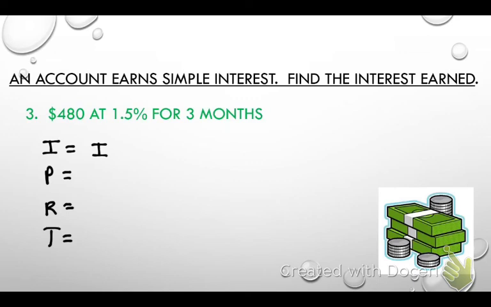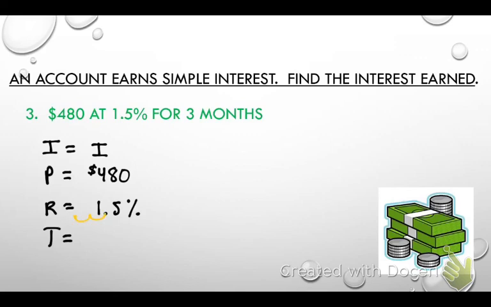The principal, or the P, is our starting amount. Jocelyn, how much money did we start off with? $480. Then we know the R stands for the rate. The rate will always be a percent. Luke, what is the percent we see here? 1.5%. Reagan, what do we have to do with our percent?